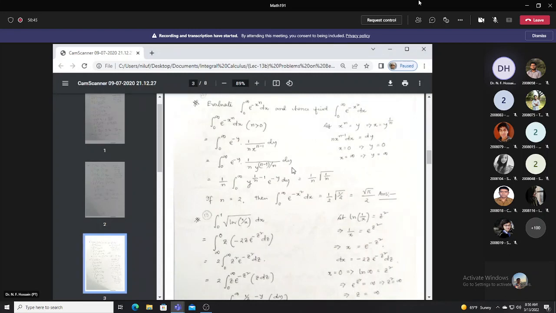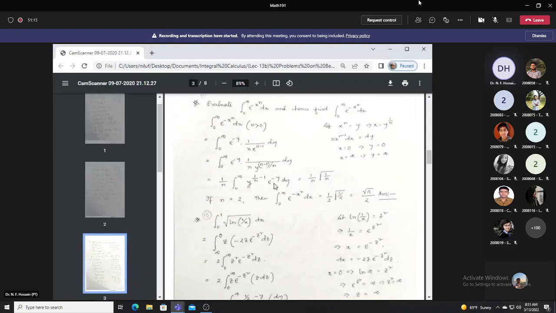So the integral from 0 to infinity of e to the power minus y into 1 over dx. dx is dy divided by n x to the power n minus 1. So what is the value of x? x is y to the power 1 by n. So the power of y for this n minus 1 should be n minus 1 by n. In the lower side it was 1 minus 1 by n. When you take it to the upper side, it should be 1 by n minus 1.